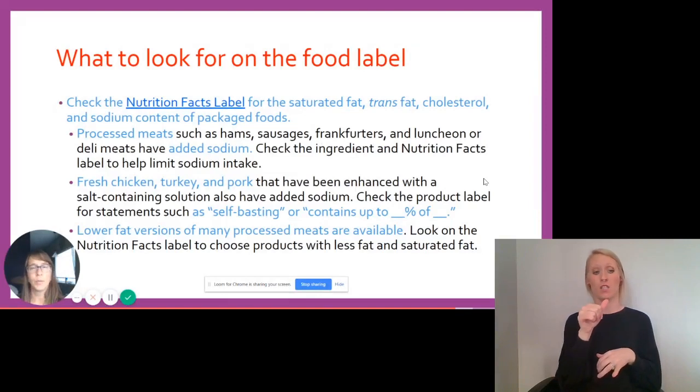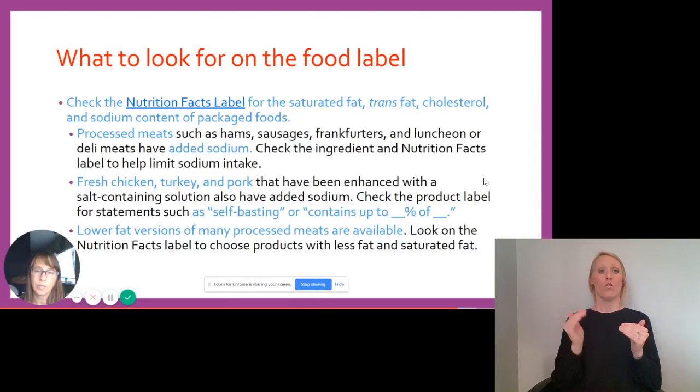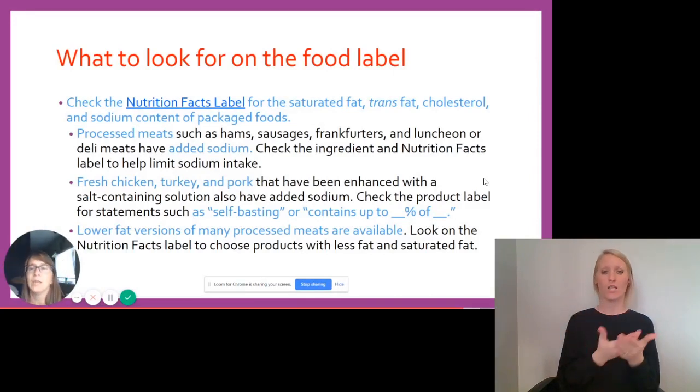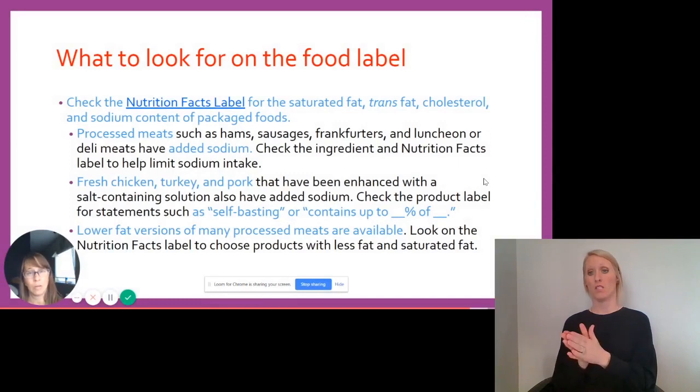All right, so what to look for on a food label when you are getting your protein foods is you want to check for, we mentioned this already, saturated fats, trans fats, the cholesterol, and sodium. Sodium is salt that is contained in that meat. Processed meats such as ham, sausages like hot dogs, and deli meats have a lot of added sodium. That's what keeps them from going bad. So you want to check the ingredient and nutrition facts on the label to limit your sodium intake. Too much sodium is not great for our body.